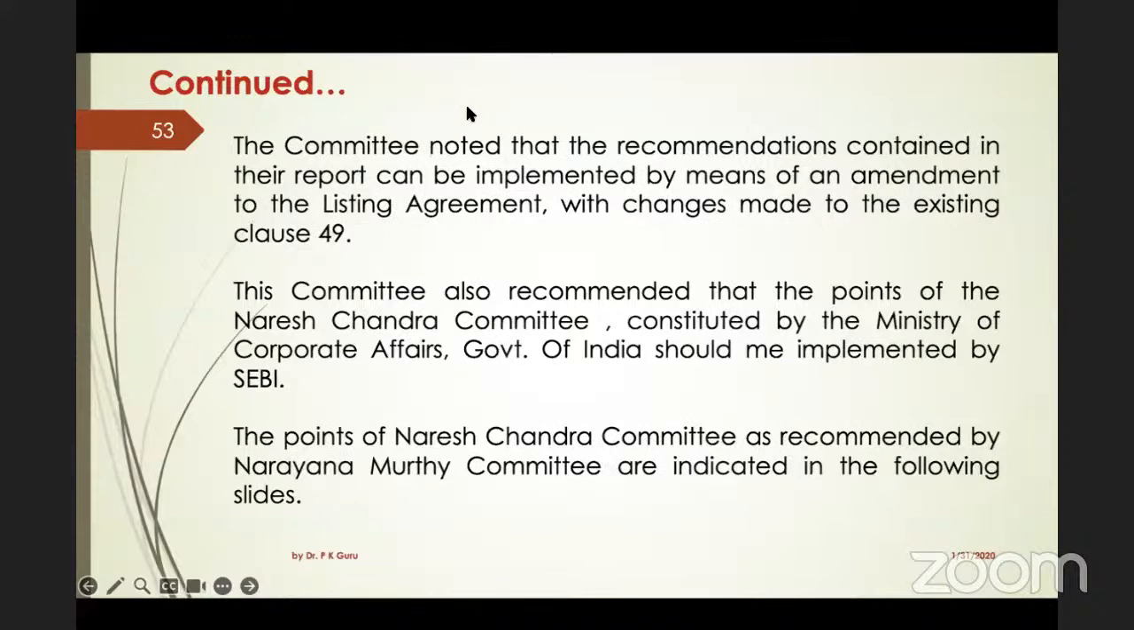Then next is LODR, the listing agreement. The clause 49 was there, and the Narayan Murthy committee noted that the recommendations contained in their report can be implemented by means of an amendment to the listing agreement, which the Kumar Mangalam Birla group had already done, amending clause 49. Then there was another committee called Naresh Chandra committee, which was formed by Ministry of Corporate Affairs. These two, Narayan Murthy and K.M. Birla, were formed by SEBI.